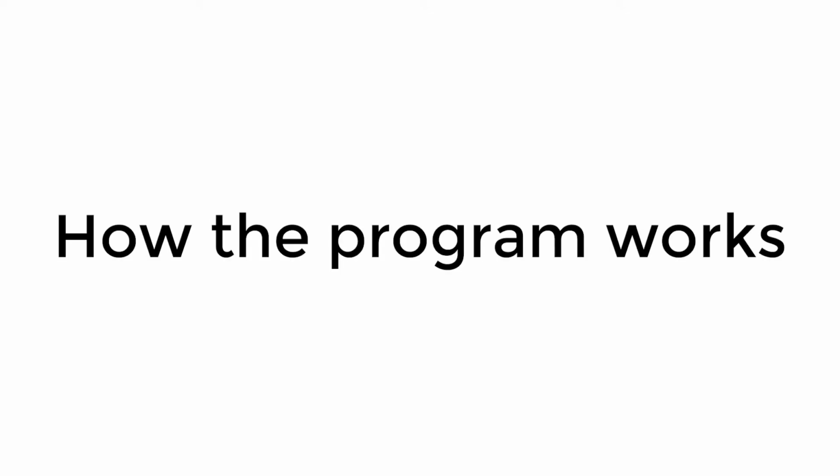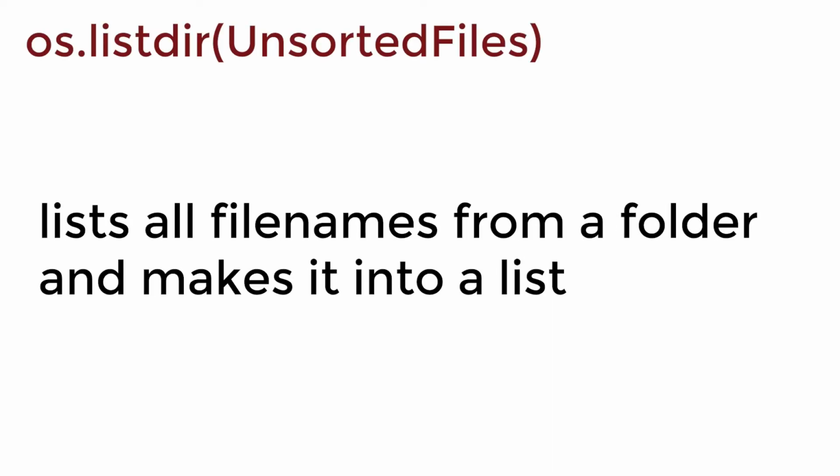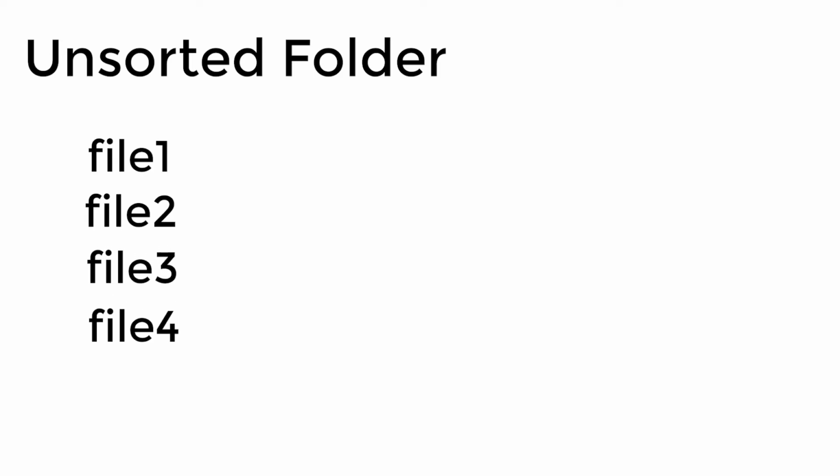So now I'll explain to you how it works. The files equals os.listdir lists all files in the unsorted files folder and makes it into a list. The first for loop separates all the files in the list. Then the second for loop separates all the characters in the file name, so we can scan the whole file name. So it scans the whole file name by doing this. I'll give you an example.